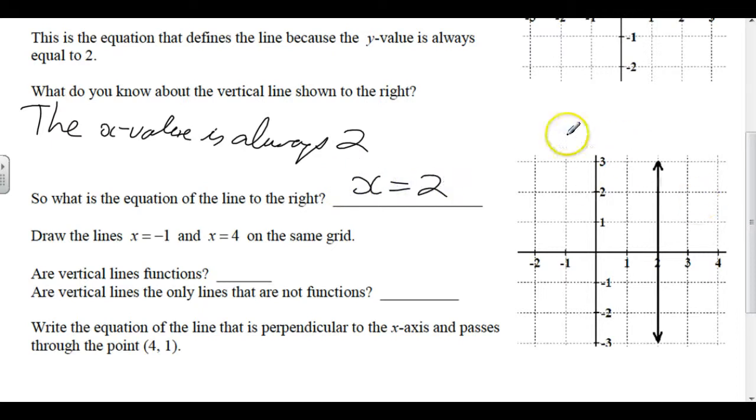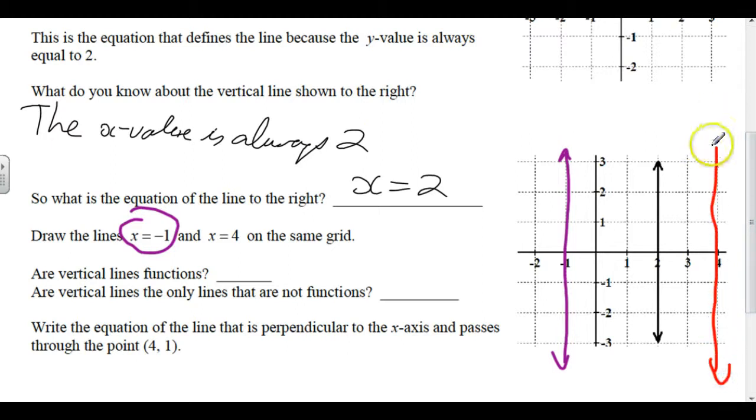Draw the lines x equals negative 1. All right, let's try and get something. There. x equals negative 1 and x equals 4. Remember, the edge of your calculator case works wonders.